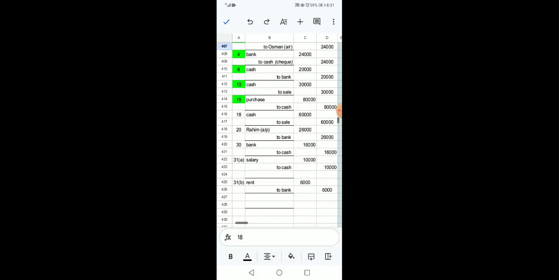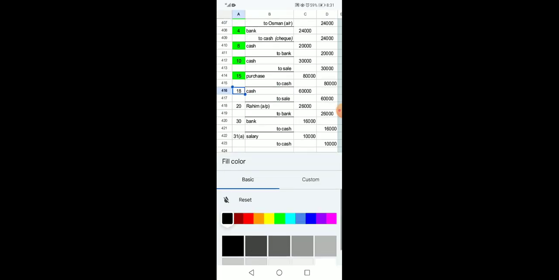In 18th entry, there was only one element and that has been posted. Entry number 18 is completed. Mark it as it has been done. Next entry is entry number 20, where there are two elements, but only one element is associated with the cash book, that is bank, which is credited by 26,000.